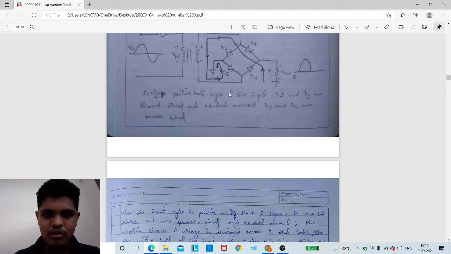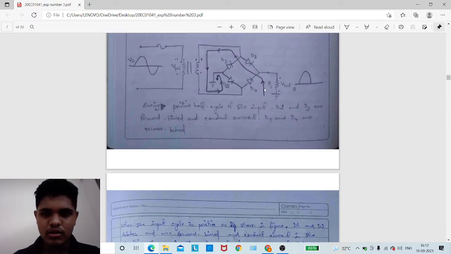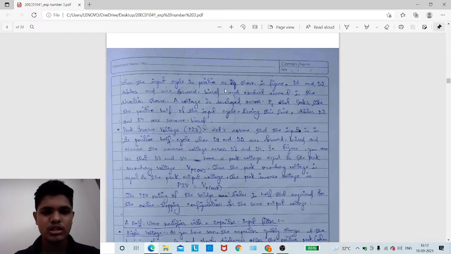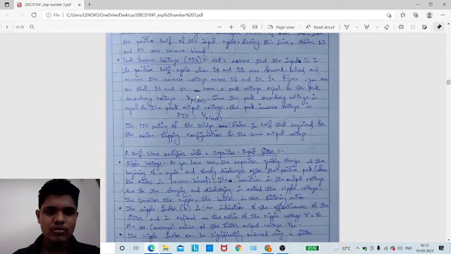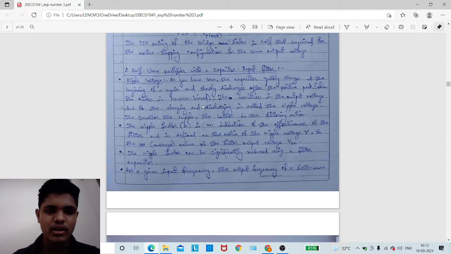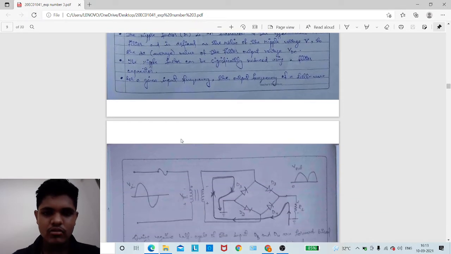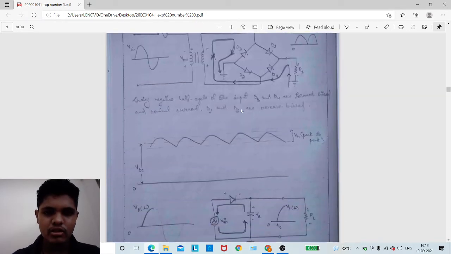And in this, for the positive half cycle, D1 and D2 are forward biased, and D3 and D4 will be reverse biased. So basically D3 and D4 will be open circuited, and D1 and D2 will be short circuited. After that, coming to the theory, peak inverse voltage: what is peak inverse voltage and how we will calculate it for the full wave bridge rectifier? And for the half wave rectifier with a capacitor input filter, we will have ripple voltage and ripple factor. These are the terms we will come across in this experiment.